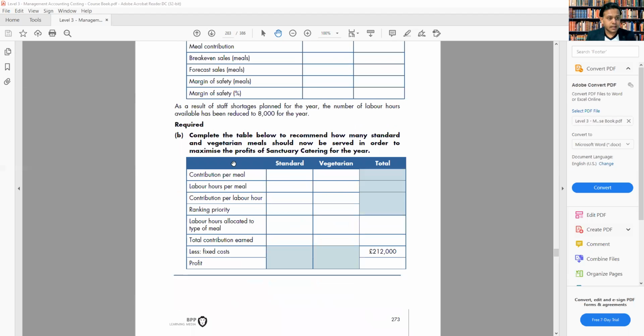Okay. And the next one they're asking, as a result of staff shortage plan for the year, the number of labor hours available has been reduced to 8,000 for the year. This is the situation. So you can see we have only 8,000 hours available. It doesn't matter that we have a demand for 1 million units in the market, we don't have enough people to carry on the work. We don't have enough labor hours. So what happened? I can only produce up to 8,000 labor hours. We need to see, by using these 8,000 labor hours, how many units we can make.